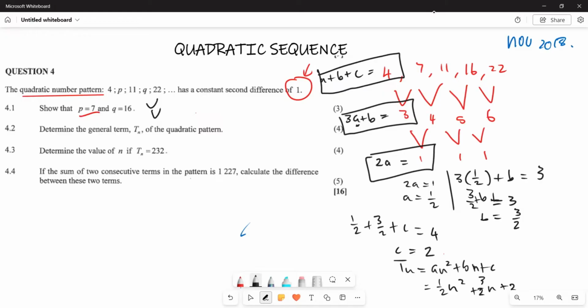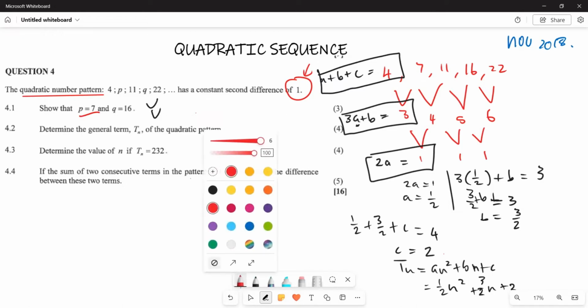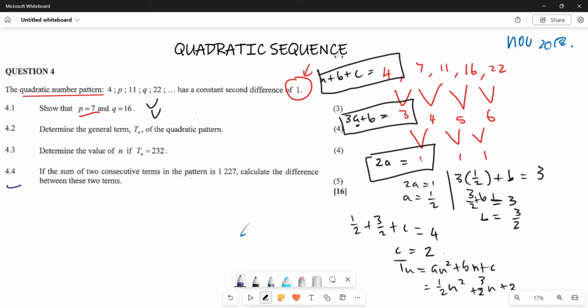So let's continue now and see. Now your 4.3, what is it that we are given in 4.3? Let's get another nicer color there. So in 4.3, what you are given, they are saying Tn is given by 232. So what does this mean? They are saying 1 over 2n squared plus 3 over 2n plus 2 is equal to 232. So basically, they want you to find out what is the value of your n.